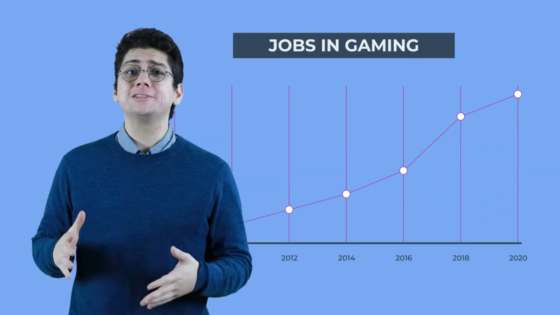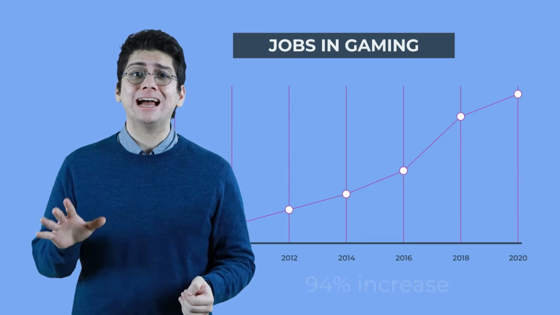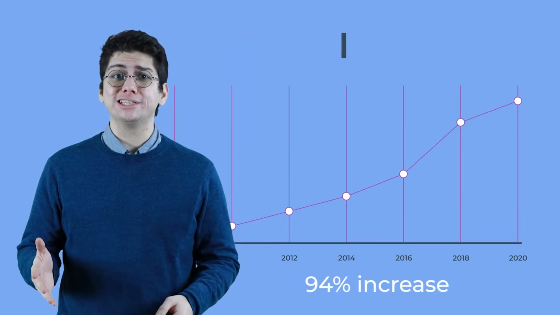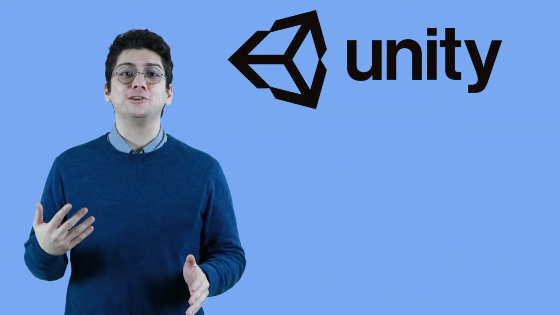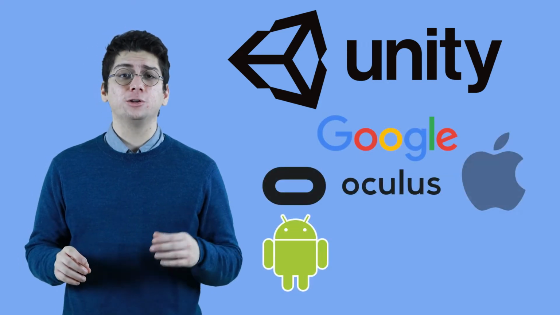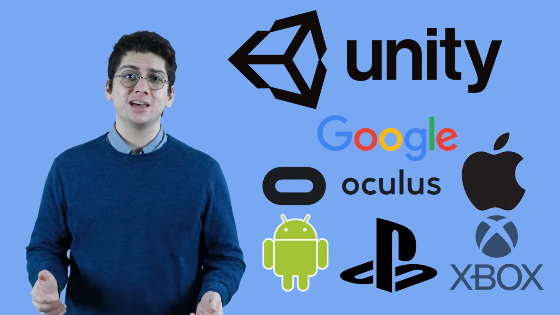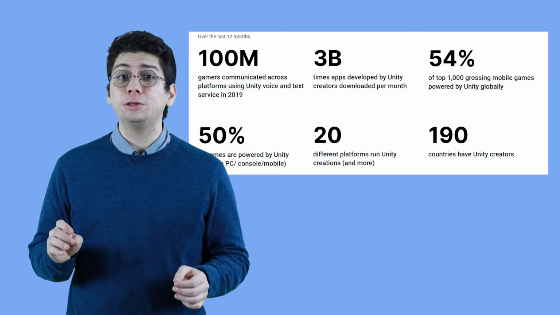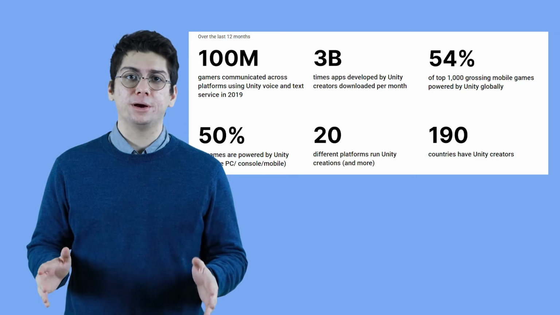And jobs in the game industry are increasing as well. From 2010 to 2020, we saw a 94% increase in jobs, and the figure continues to grow. The good news is that learning the skills to work in the industry has never been easier. Using tools like Unity, developers can create applications for up to 20 different platforms, including AR, VR, and mobile devices. In fact, 54% of the top grossing mobile games and 50% of all games total are powered by Unity.